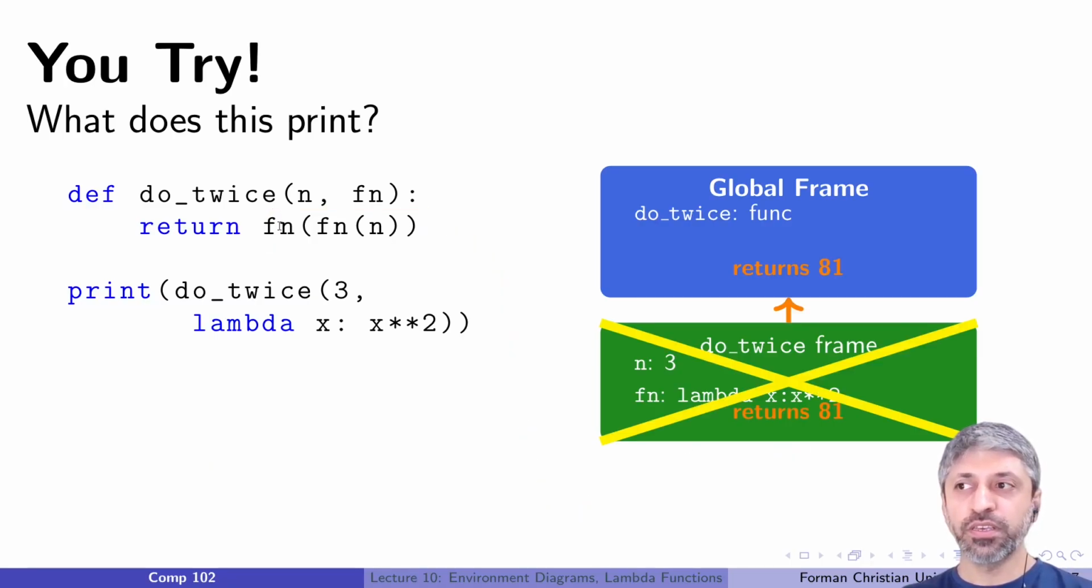So now the inner functions, these little lambdas, they just calculated the value. We got 81, and that 81 will be returned from do twice, and then that's exactly what we print. But once do twice returns this value, that frame will be destroyed, as you can see here. So 3 squared is 9 and 9 squared is 81.